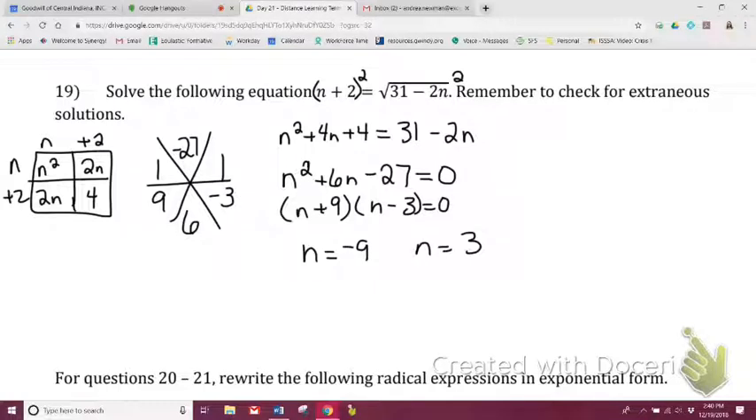Can you just stop and be done? No, what do you have to do? Plug them in to make sure nothing's extraneous. So you're going to go back to that original. Anytime you see n, we're going to plug in negative 9 to start off. So negative 9 plus 2 equals the square root of 31 minus 2 times negative 9.